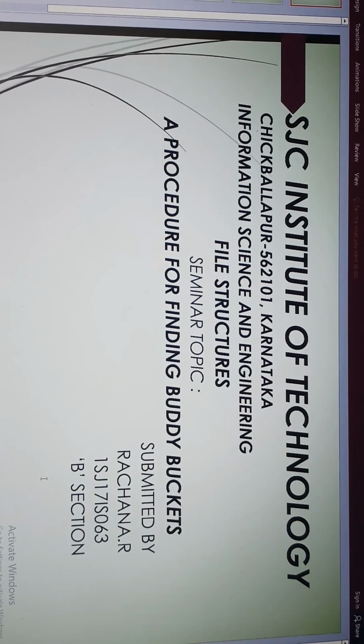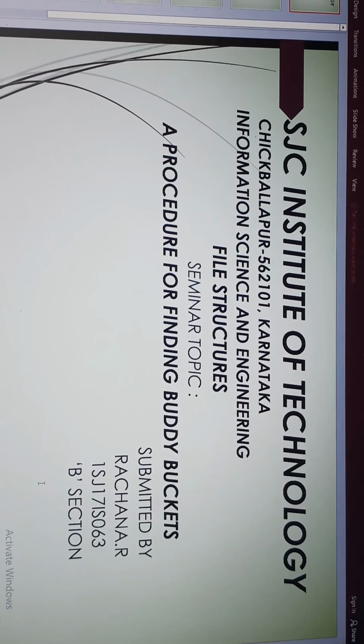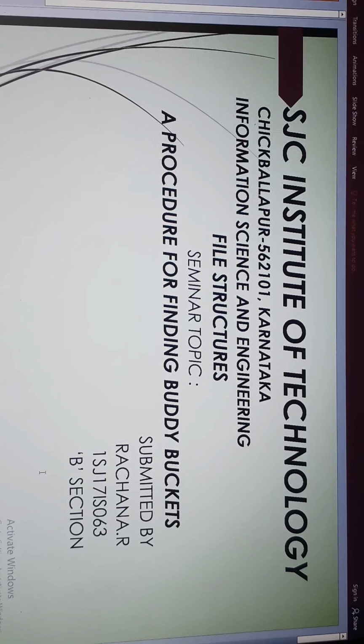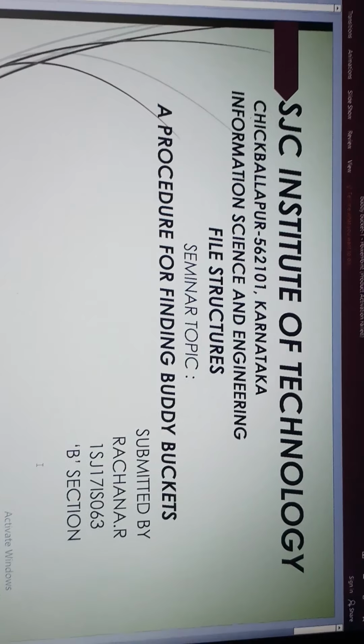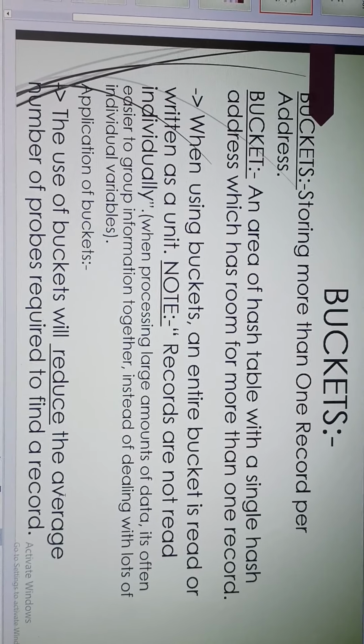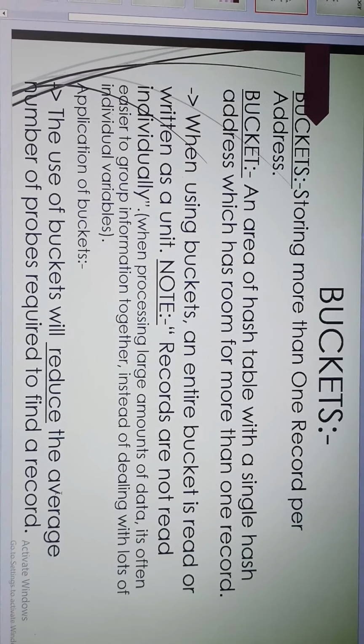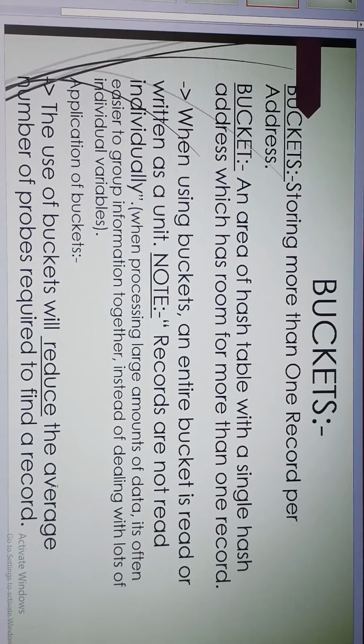I am here to explain to you how the buddy bucket algorithm works. Before going to the topic, we shall know what we mean by bucket. Buckets are structures which store more than one record per address. A record is a collection of fields, probably a data-like structure.